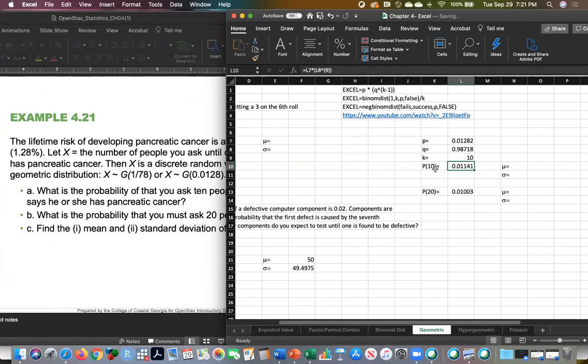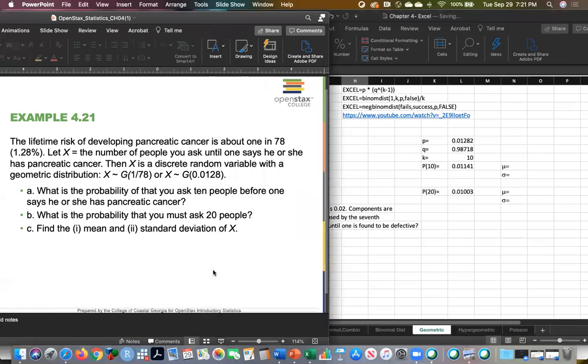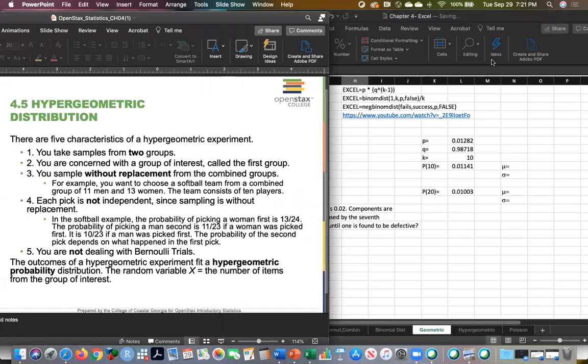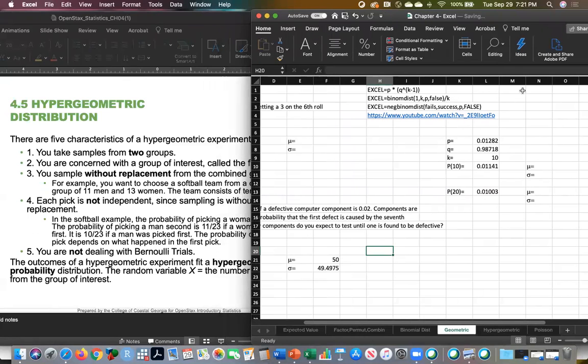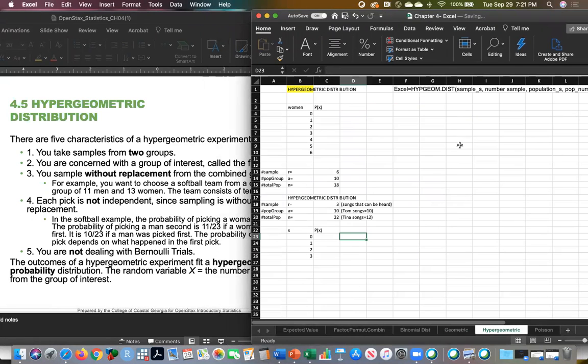So this is the probability that the success occurs at 10 and then at 20. And of course, the mean and the standard deviation for the two things are going to be exactly the same, because the mean is 1 over P and the standard deviation is the square root of Q over P squared. So it's going to be easier to find.